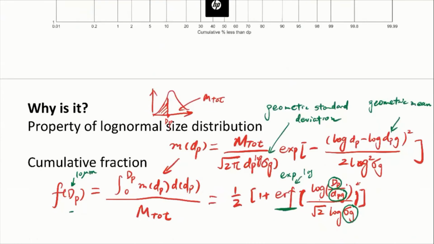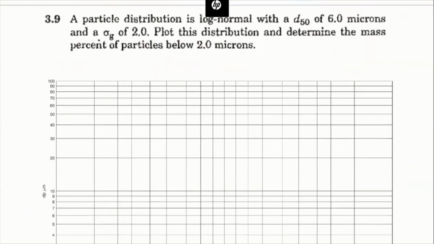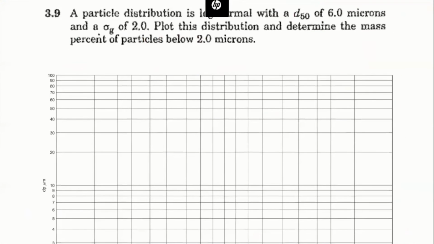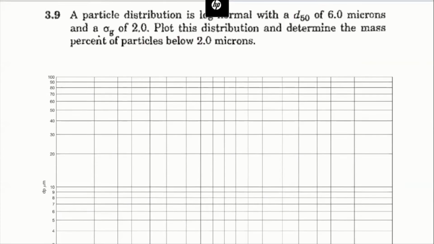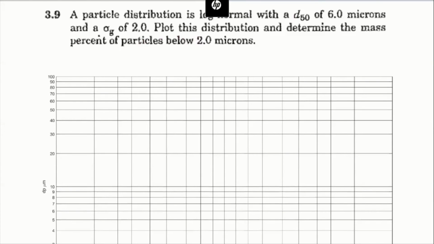So let's do another practice. Let's say we have a particle size distribution that is log normal. It has a D50, or DPG, of 6 microns, and a sigma g of 2. This time we know that this is a log normal size distribution. So it wants us to plot the distribution and also determine the mass fraction of particles below 2 microns.